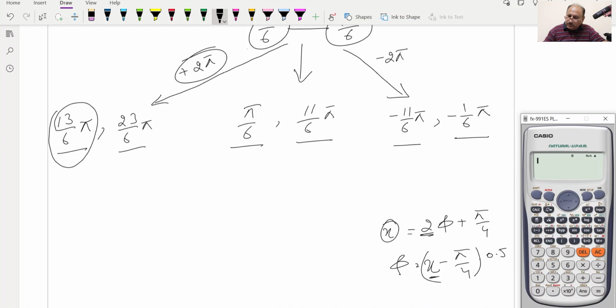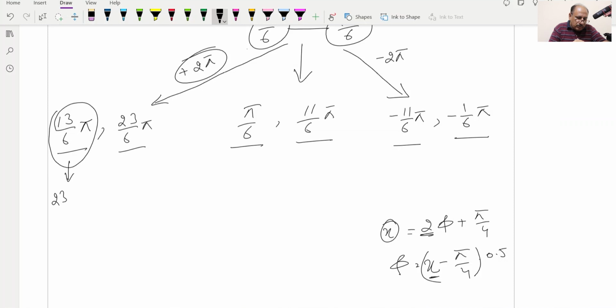So in brackets we can take 13 over 6 minus 1 over 4. Basically pi is there with this one, so I'm not writing pi, and multiply by 0.5, and this will give us, basically, this is 23 over 24 pi. So for this one it will be 23 over 24 pi.